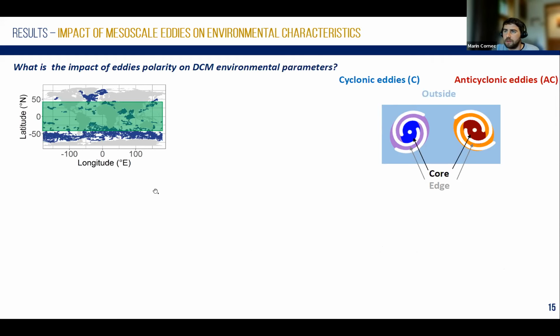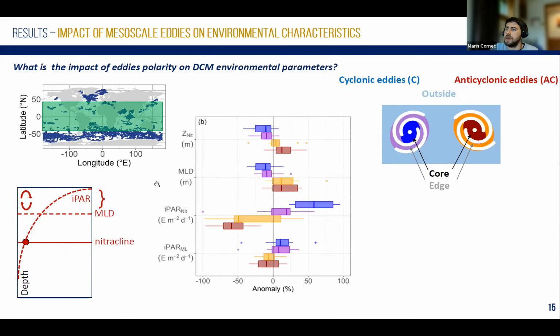And we then look at the impact of the eddies on the environmental parameters. So for this, we look at the depth of the nitrocline, Z-NIT, the depth of the mixed layer, the MLD, and then the daily PAR at the nitrocline depth, so IPAR-NIT, and then the mean daily PAR within the mixed layer. And so we computed also mean anomalies per region.